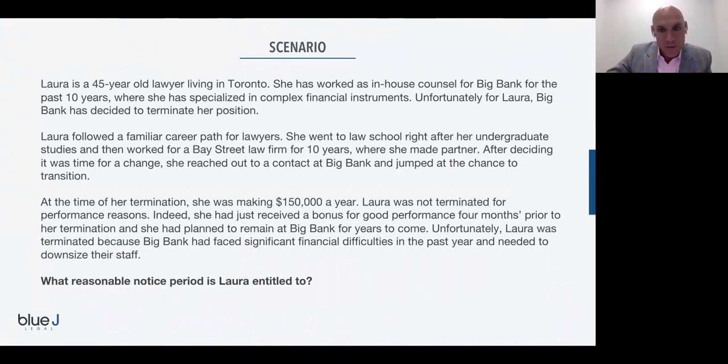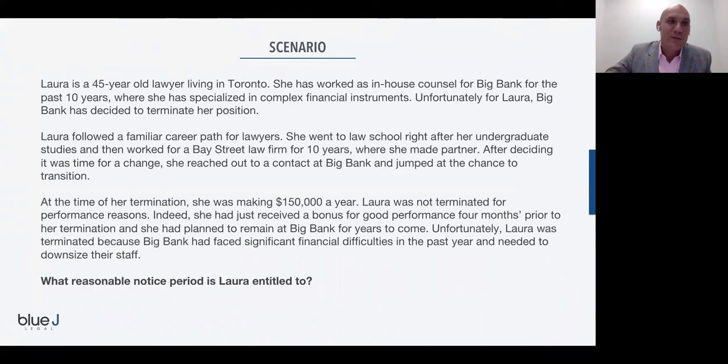Instead, big bank is saying, well, we have financial difficulties. You've been a good performer. She had just received a bonus a few months before being terminated. But big bank is saying, we have some financial difficulties, we're so worried we're going to have to terminate your employment. So here the question for us is, what reasonable notice period is Laura entitled to?